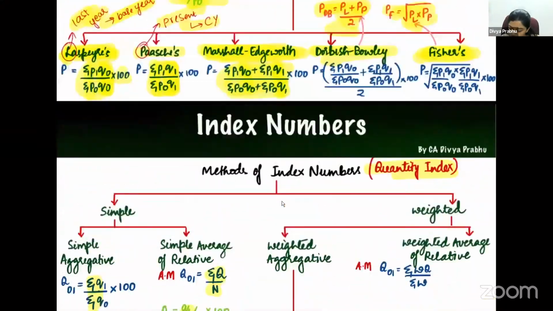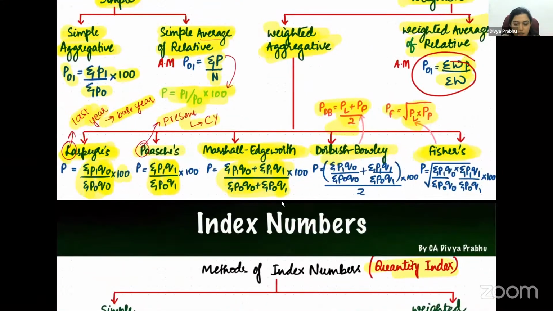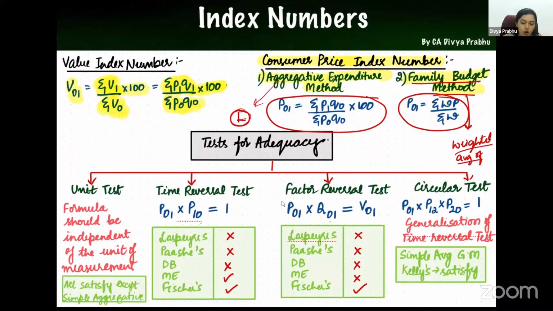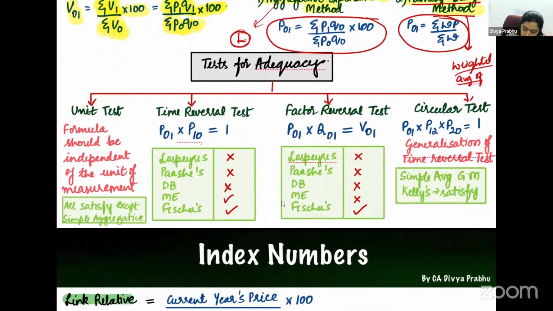This method which we just saw, it is this method itself. Same formula will be applied here. Got it? The first one, aggregative expenditure, is the last year's formula. The second one, family budget method, is the weighted average formula. That is summation WP by summation W. P is nothing but P1 by P0 into 100. Okay. Next.